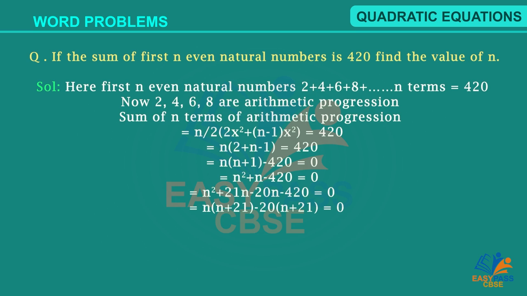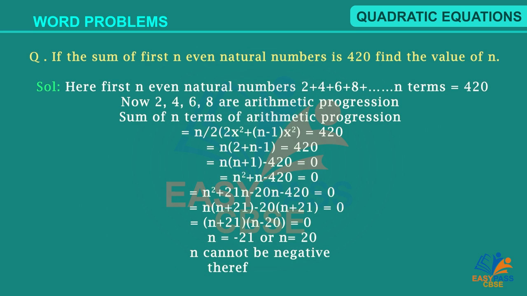Therefore, n square plus n minus 420 equal to 0. So we get by factorization n plus 21 times n minus 20 equal to 0. n is equal to minus 21 or n is equal to 20. n cannot be negative. Therefore, n is equal to 20.